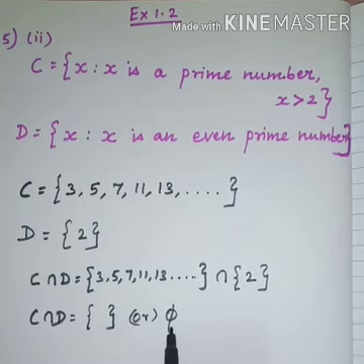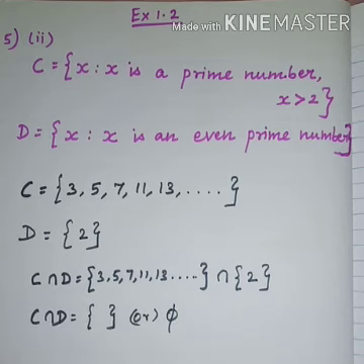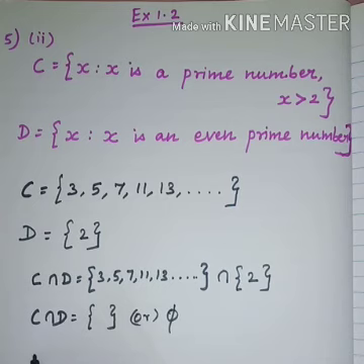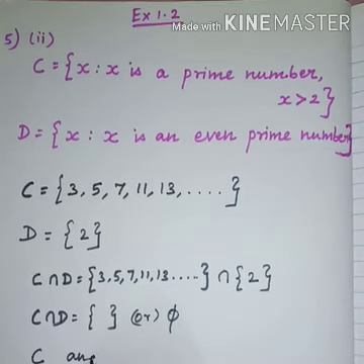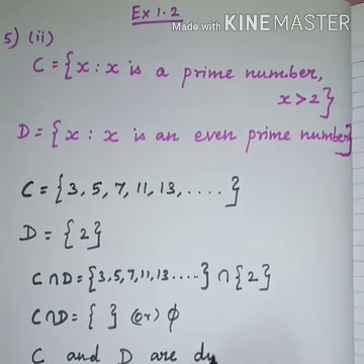We can denote the empty set with a symbol. The symbol is called phi. We have already seen that symbol. So C intersection D is equal to phi. So we can say C and D are disjoint sets.